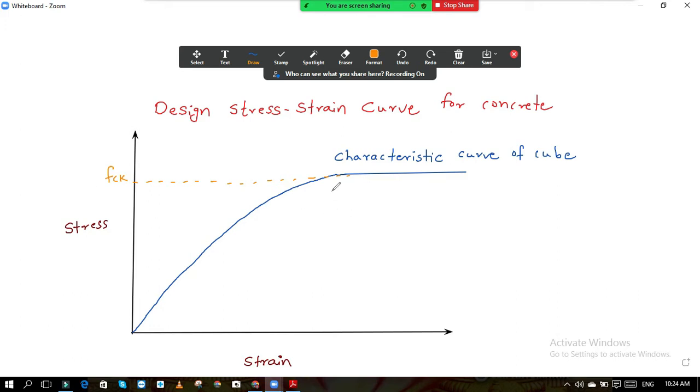Okay, up to which point there is a parabolic curve, and after that the line is straight. If I plot this point below on the strain axis, then we get the strain. So at this point we will get the strain as 0.002. Okay, so the strain at this level is 0.002.